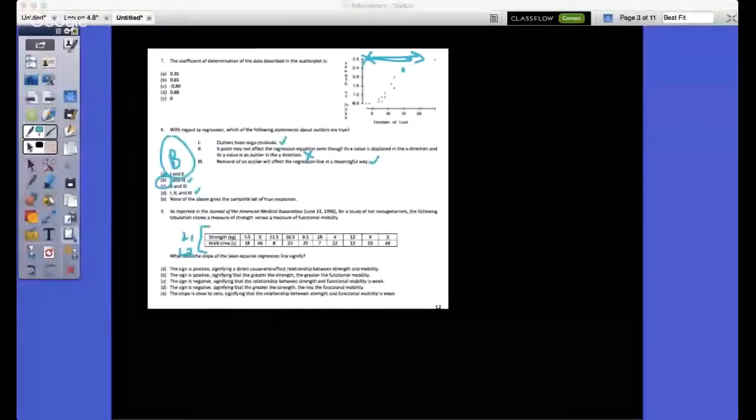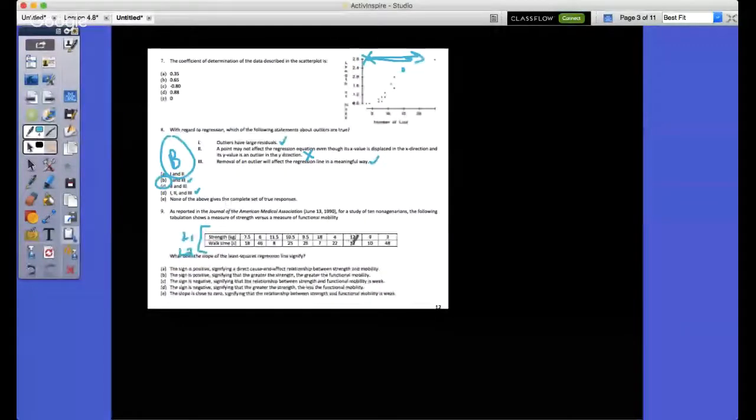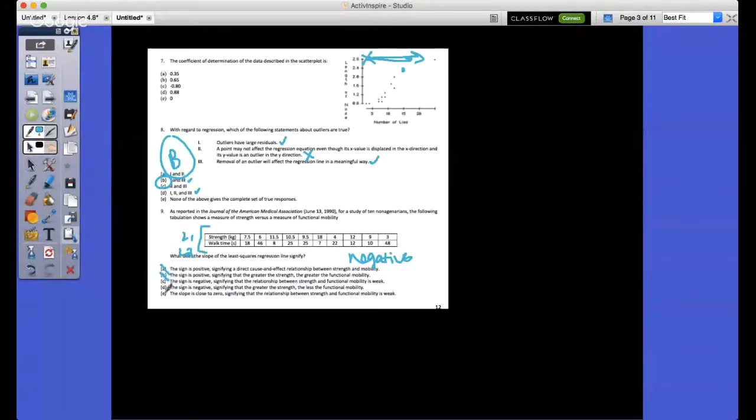When I do that, let me see what my answer sheet says here. I got that it was a negative slope. So it's not A and B, it's either C or D. Signifying the relation between strength and functional mobility is weak? Well, the fact that it's a negative slope does not mean the relationship's weak. It just means it's a negative slope, right? Negative correlation there. So this one, the sign is negative, signifying that the greater the strength.